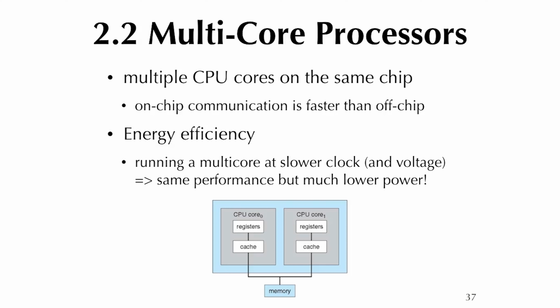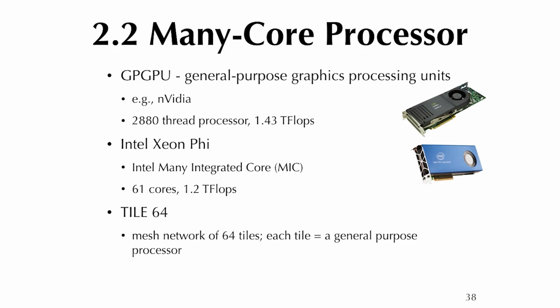And now they can put quite a few CPU cores on the same chip, and that's what you get with these Intel Core architectures. And also they can do very fast on-chip communication compared to off-chip. So in terms of energy efficiency, it's much better compared to a single processor clocked at a much faster rate. And you also have what are called many cores. How many is many? Well, it could be up to several thousand.